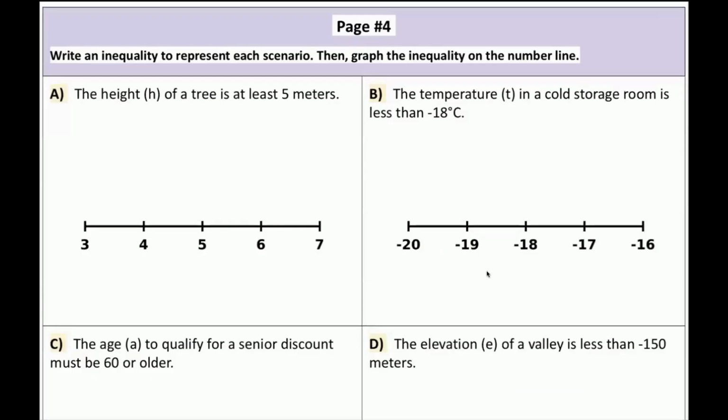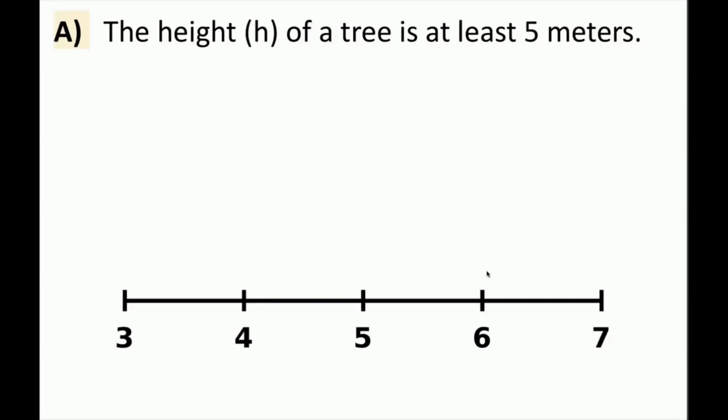We're continuing to practice a skill on page 4. I want you to complete problem A and C. Once you finish those two problems, come back to the video to check your work. A says the height of a tree is at least 5 meters. So we know we're going to have H and 5 for our inequality. It says it's at least 5 meters. So it can be 5 meters.